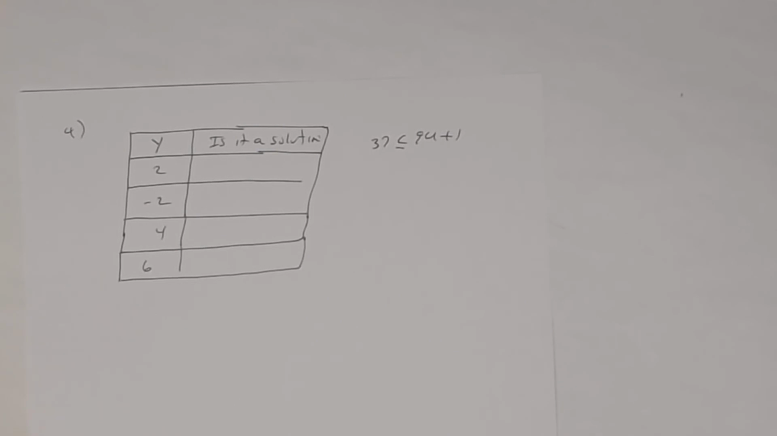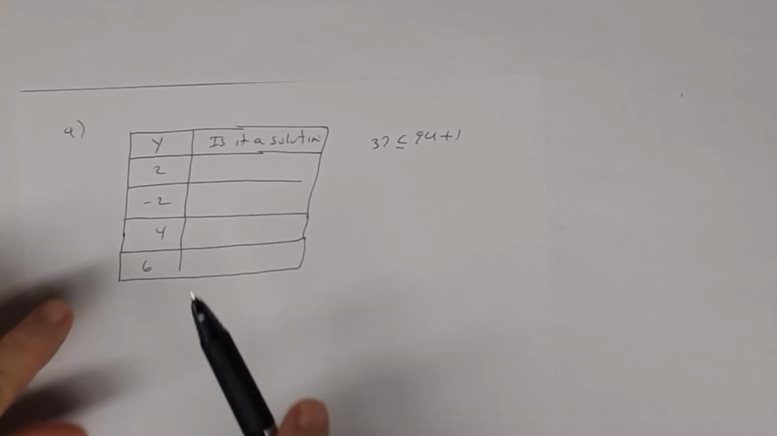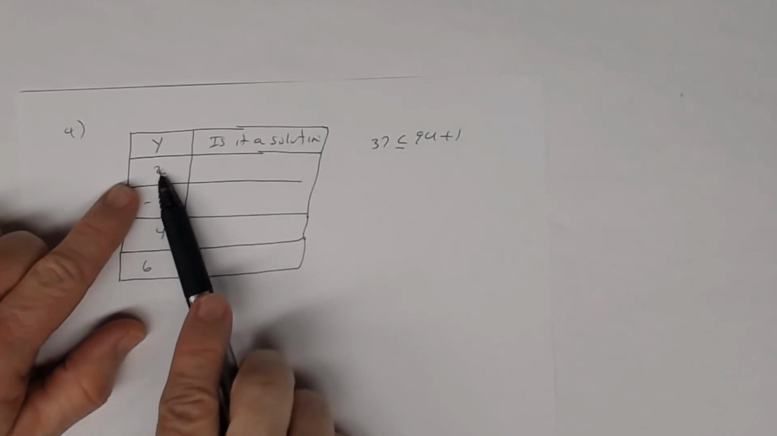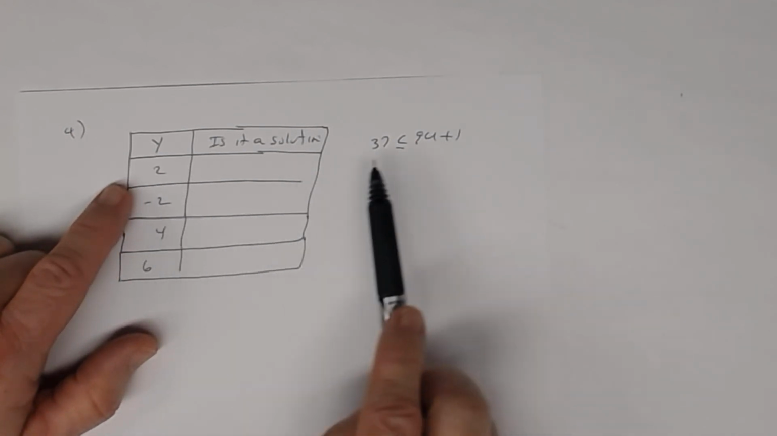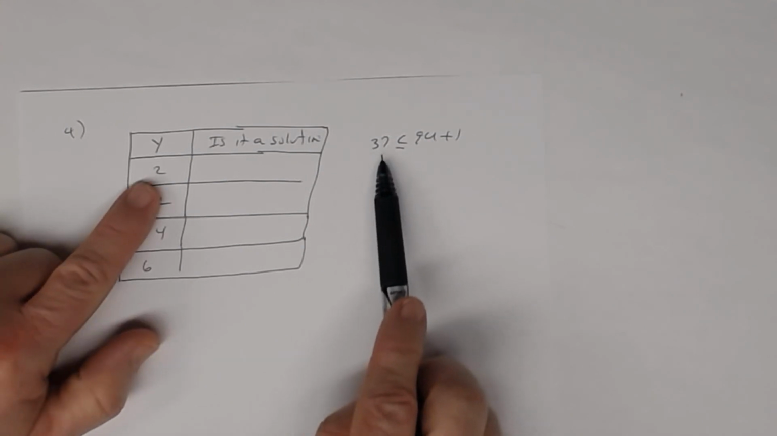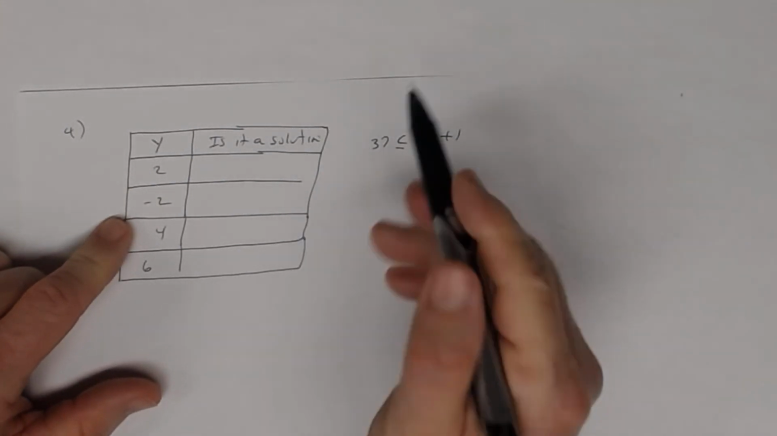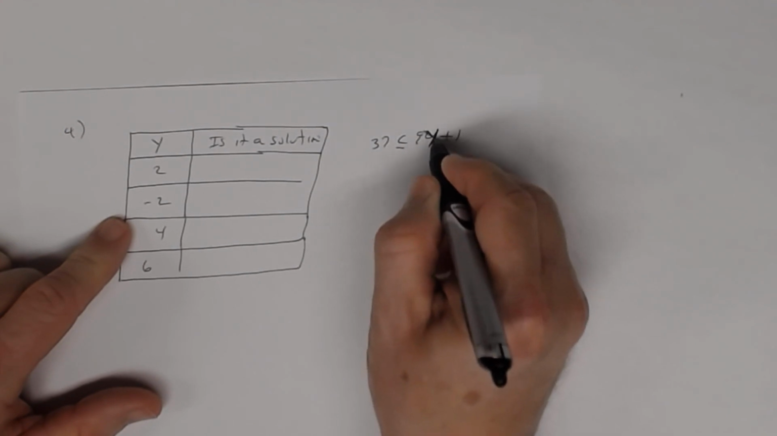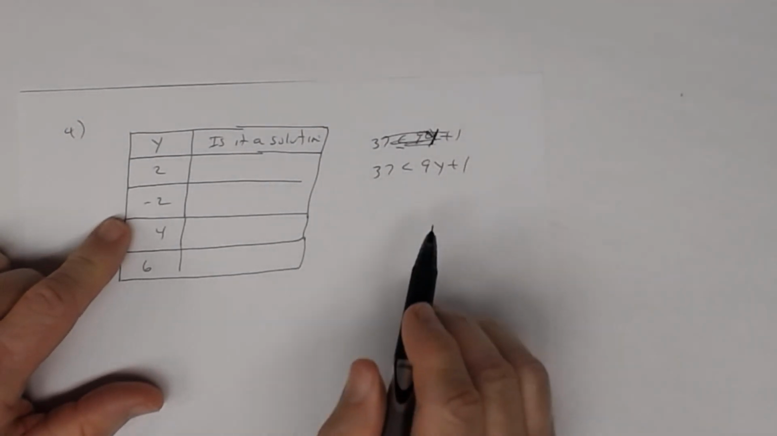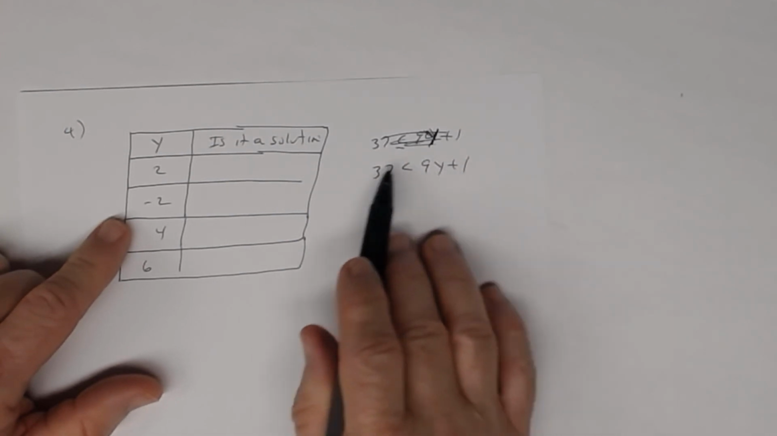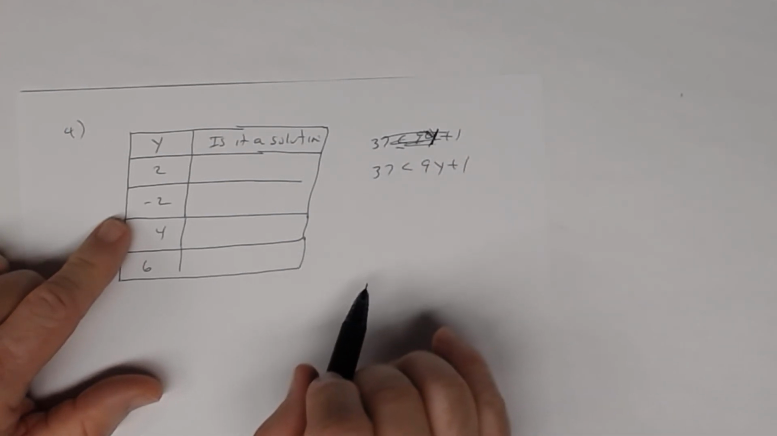Okay, so let's do one more. Let's look at this one. You're given the values of y, and you want to see which one of these is or is not a solution. So remember, a value of y. Let me write this over. 37 is less than 9y plus 1. So a value of y would be a solution if this inequality is a true statement.